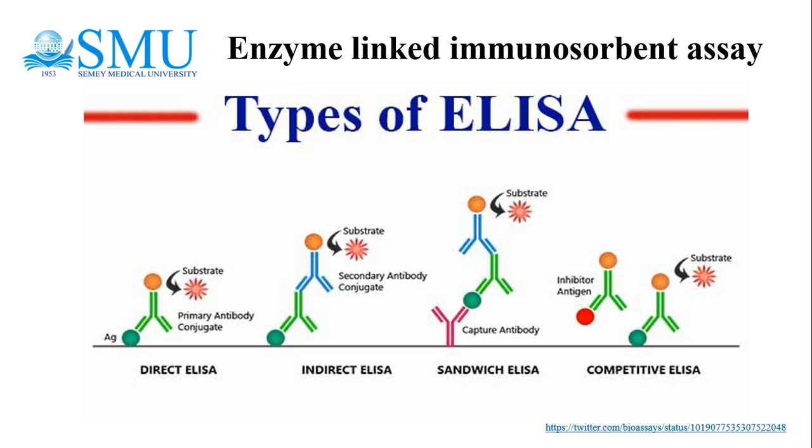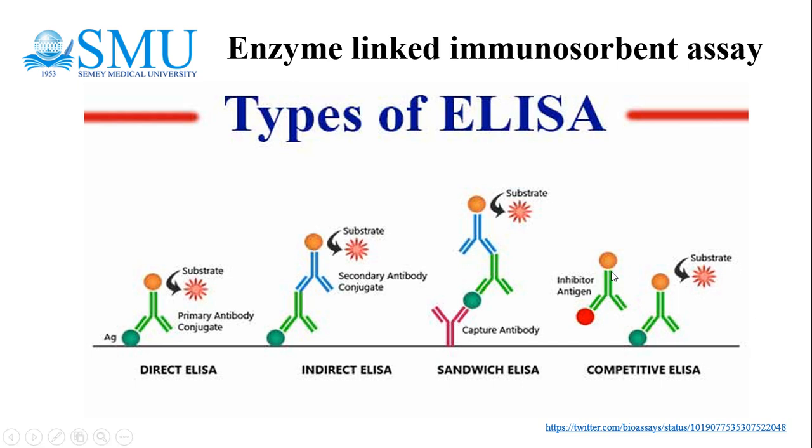The well is coated with the capture antibody, plus test serum antigen, plus primary antibody, plus enzyme-labeled secondary antibody. Then we add the substrate chromogen. As a result, color is changed.